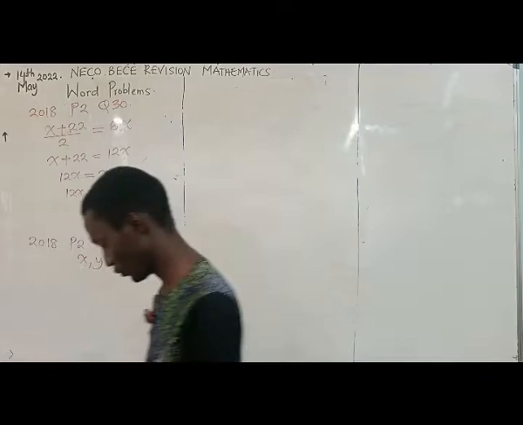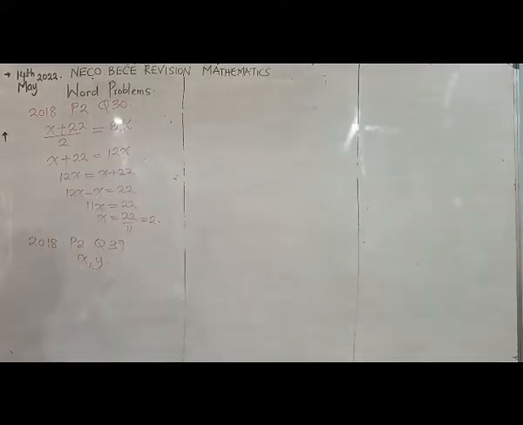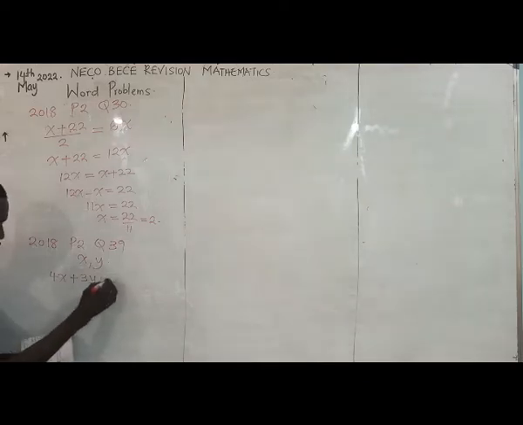X and y. Beautiful. Now the next one says, the sum of 4 times the first number and 3 times the second number. So this is the first number, this will be the second number. Is equal to, is that 24 or 2? 24.